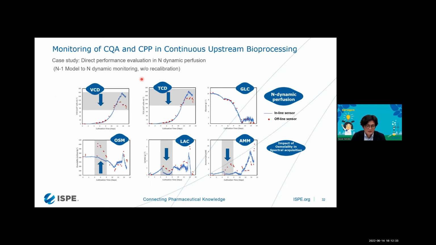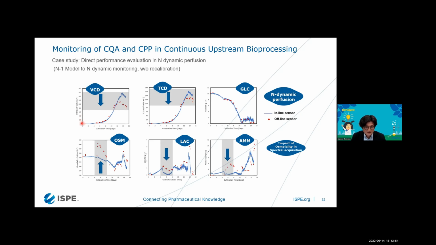In this study, we evaluated the performance of the monitoring for the VCD, the glucose, and other parameters. The blue line shows the monitoring result with the Raman technology, and the red dot shows the offline sensor monitoring result.